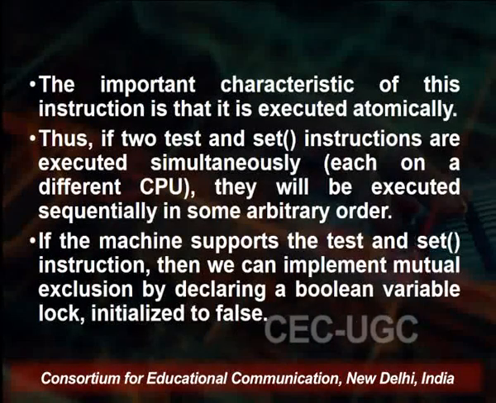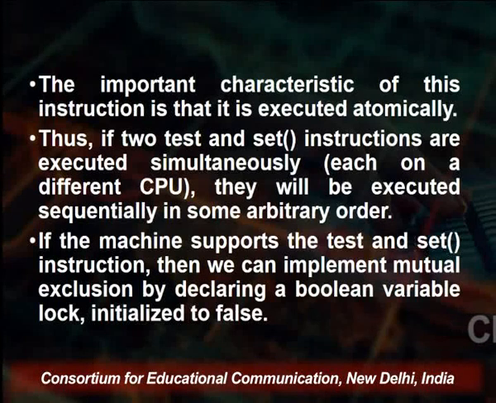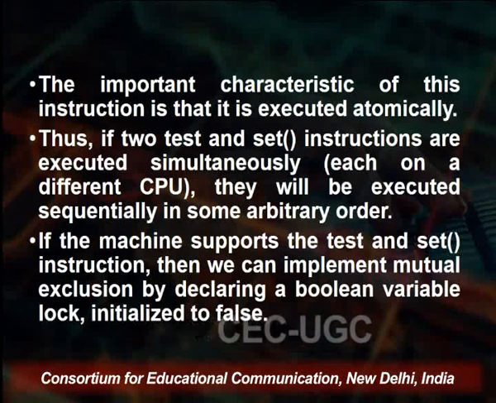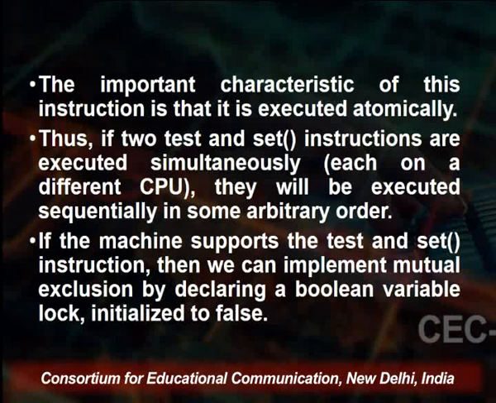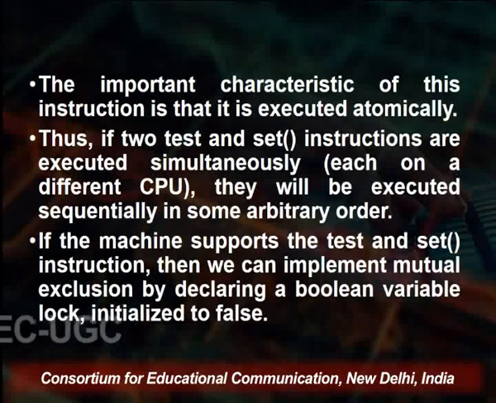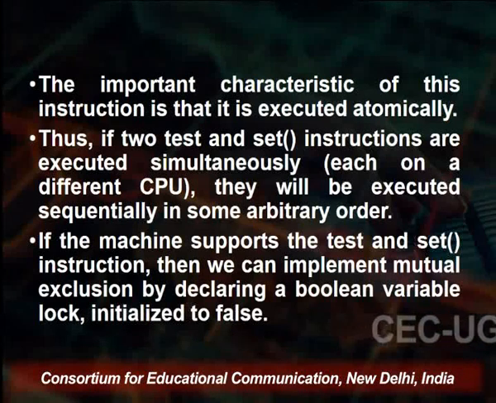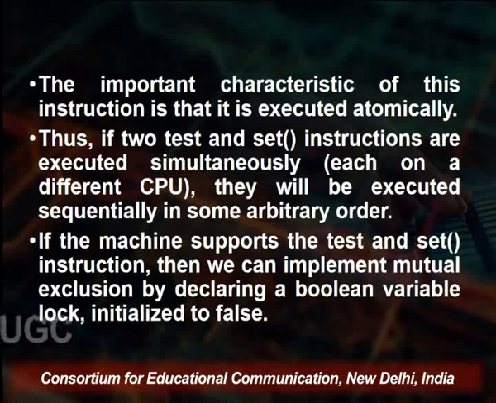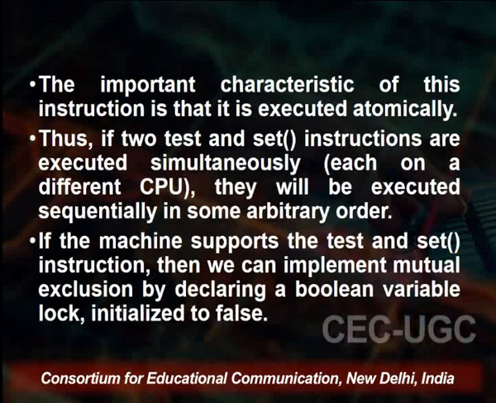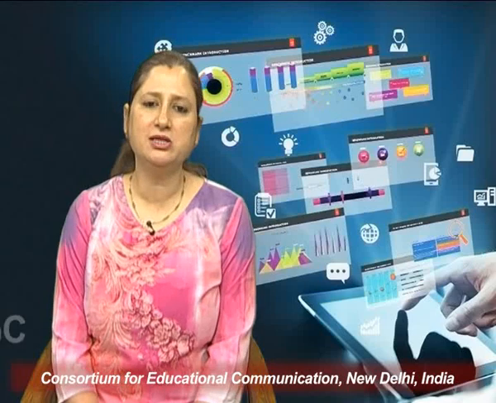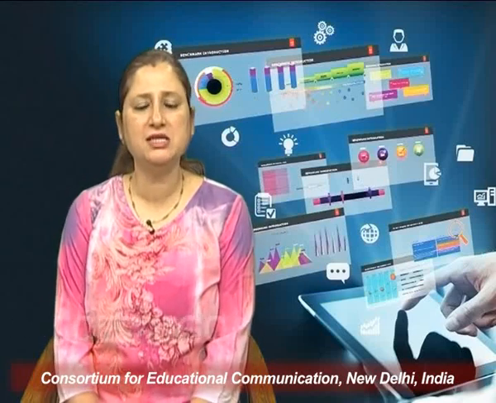An important characteristic is that these instructions, the lock instruction, the set instruction, the test and set instructions, execute atomically. That is, if they are executing simultaneously, each one on a different CPU, they will be executing sequentially in some arbitrary order. If the machine supports the test and set instruction, then we can implement mutual exclusion by declaring a Boolean variable called lock, which you initialize to false. False means the critical section is not locked.